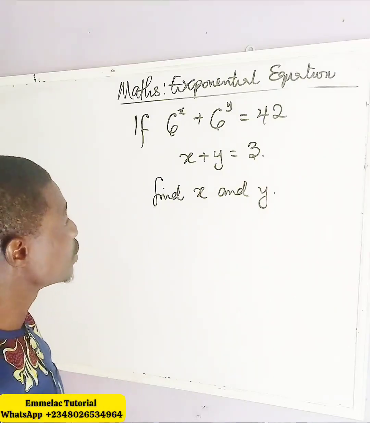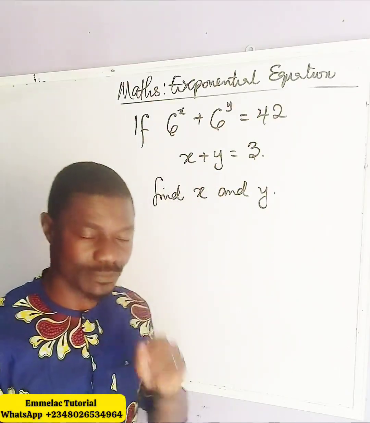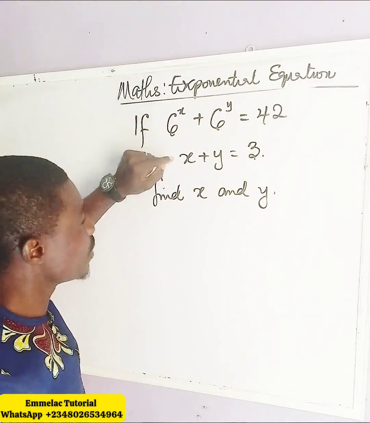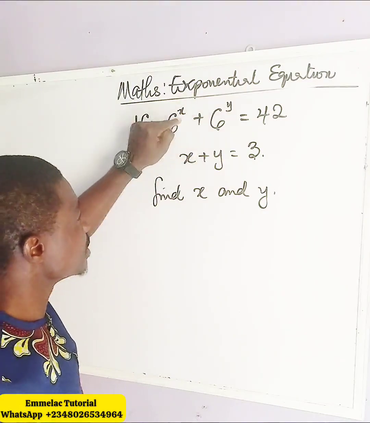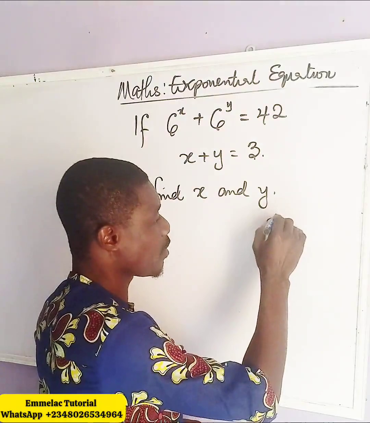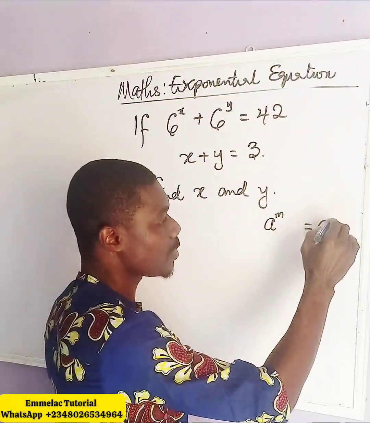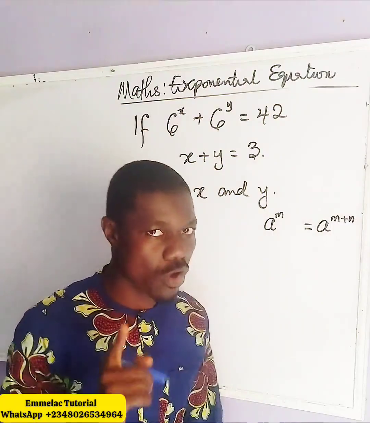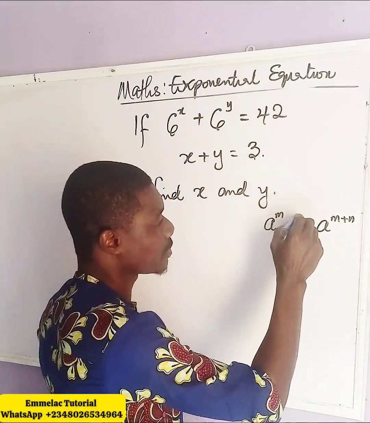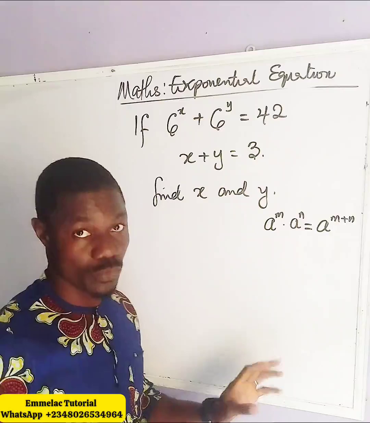Now it looks confusing. However, we are told here that x plus y equals 3. From this equation, I want to manufacture x plus y from either of these. Let's take note of this: if you have a raised to the power of m, and you need to get a raised to the power of m plus n, all you need to do is multiply by a raised to the power of n. So that's what we're going to do.